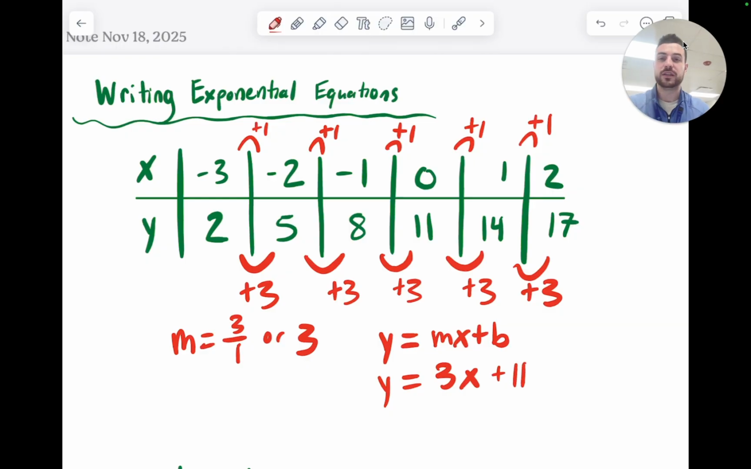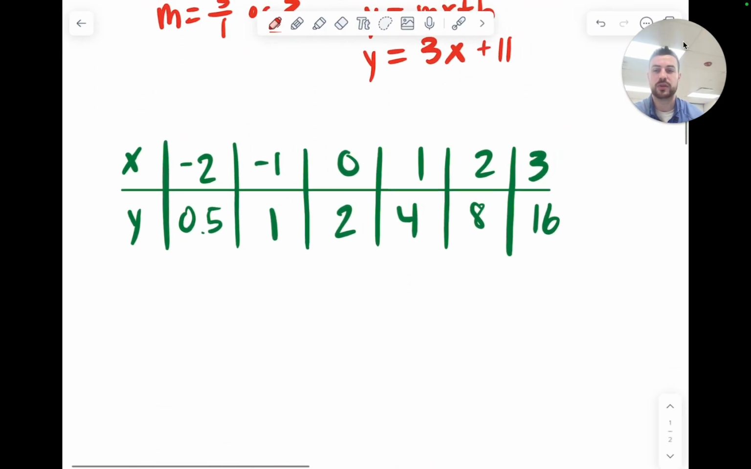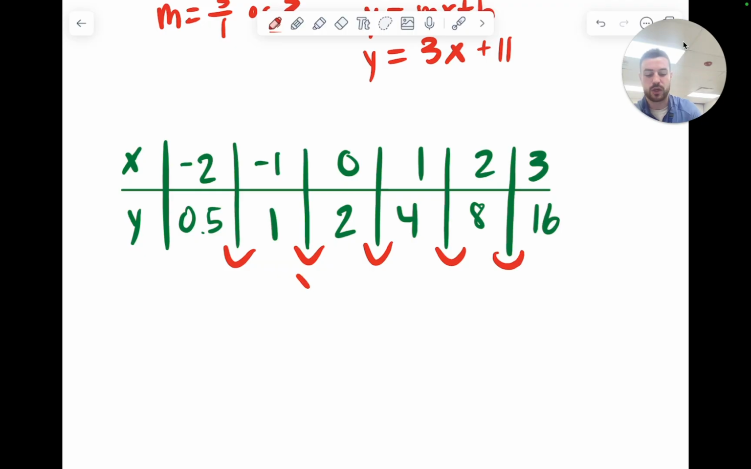So it's pretty easy for us to write a linear equation based on points because it's something we're comfortable with. We are familiar with linear functions, and we're going to apply the same thinking to exponentials. Now, this next example is a little bit different. Many of us will quickly realize that the pattern here between our y values is that we are multiplying by 2 every time. Our x values are all increasing by 1.